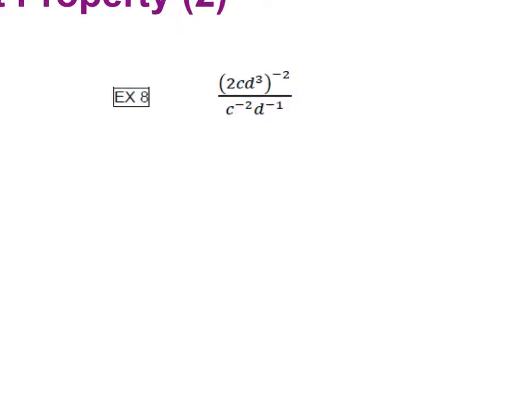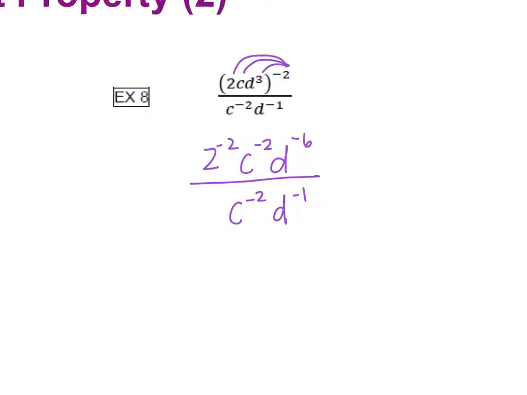Alright, next example, we're going to deal with this -2 first, bring that into everything on the inside. So there's 3 bases in there. We have 2 to the -2, c to the -2, and d to the 3rd raised to a -2 power. We multiply and we get d to the -6 over c to the -2, d to the -1.